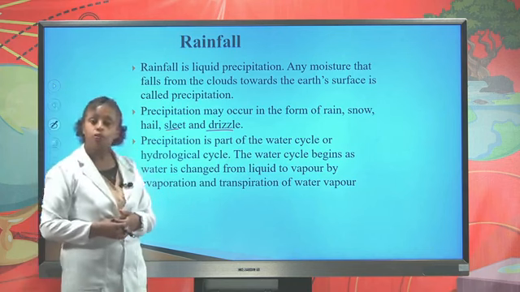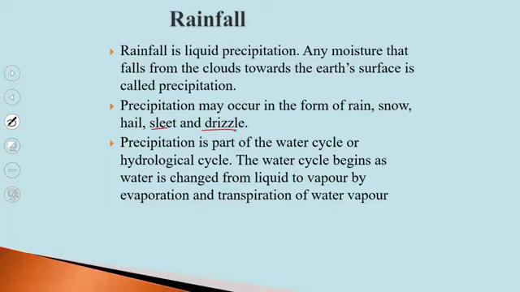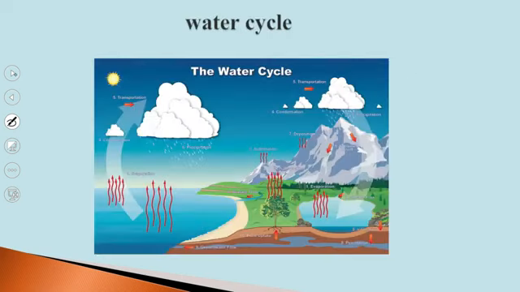Precipitation is a part of the water cycle or hydrological cycle. Once the liquid changes into vapor by evaporation and transpiration, it forms the water cycle. This is the water cycle. The water cycle is formed from the different water bodies.